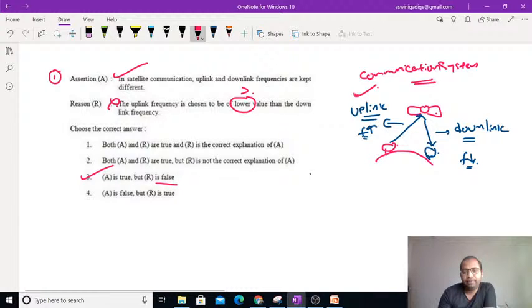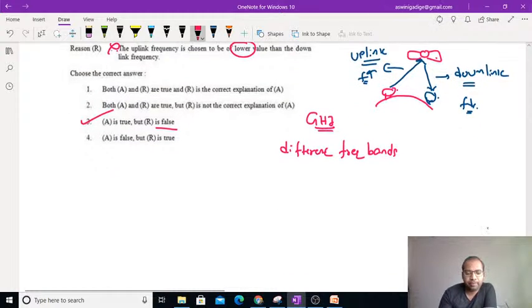Okay, and the frequency ranges of the satellite communications are in the gigahertz. And the different frequency bands we are using for the satellite communications are L, S, C, X.